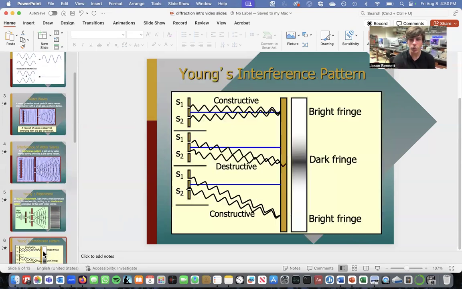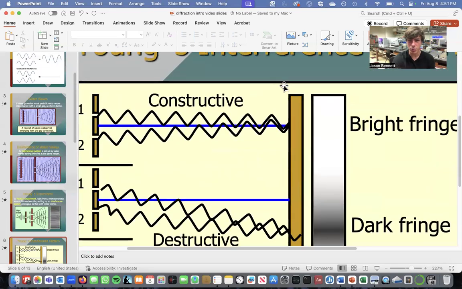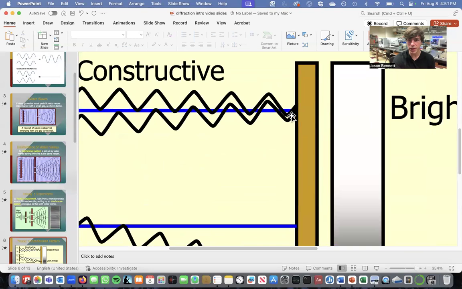So at every single one of these points, it's either going to be constructive interference where the wave is doing the same thing. So if I zoom in here, I'll just give you a little brief preview of what's happening. Notice that the wave is going up, right? So we're going down, up, down, and as it hits the wall, they're both going up.